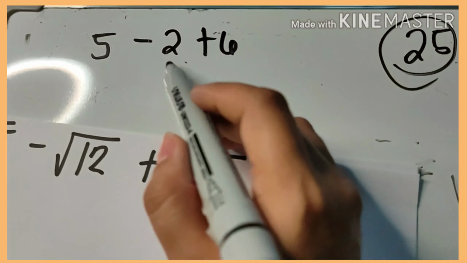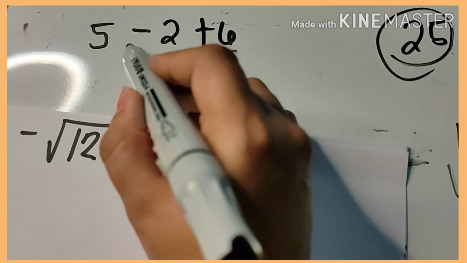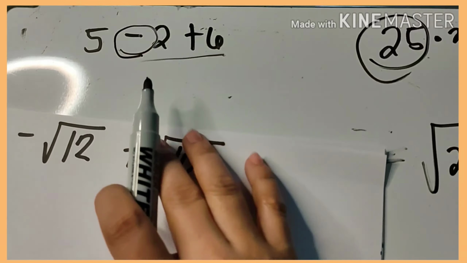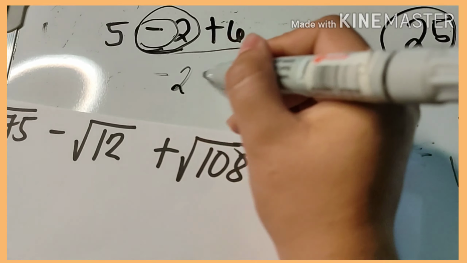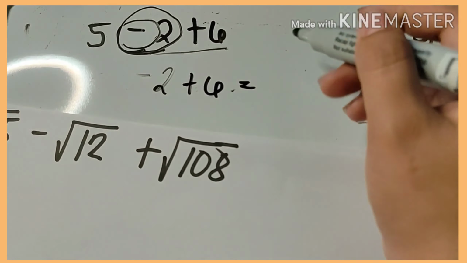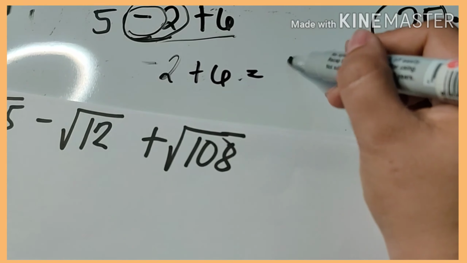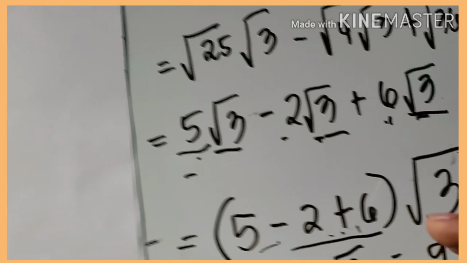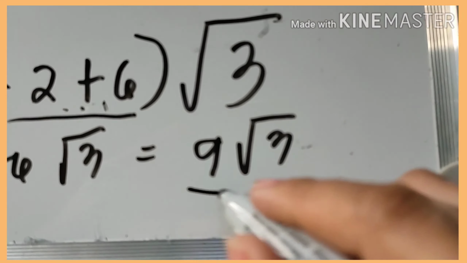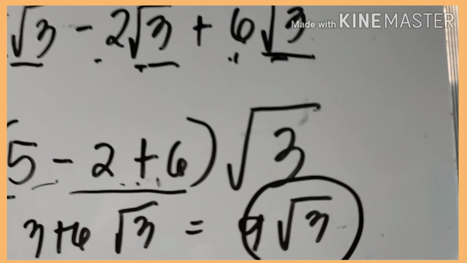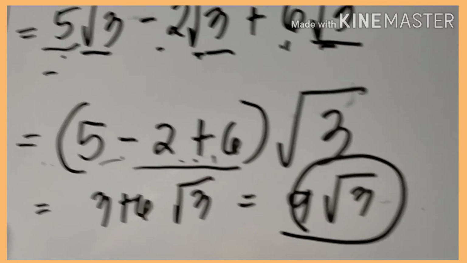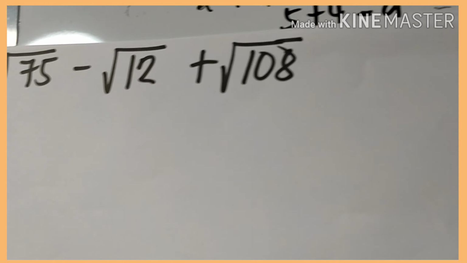So if you're going to add this expression first, you have to include the negative because this expression is as 1. They are negative 2. So negative 2 plus 6 is simply positive 4. Then 5 plus 4 is equal to 9. So your answer is 9 square root of 3. So this is your final answer. So that's your answer for this expression.